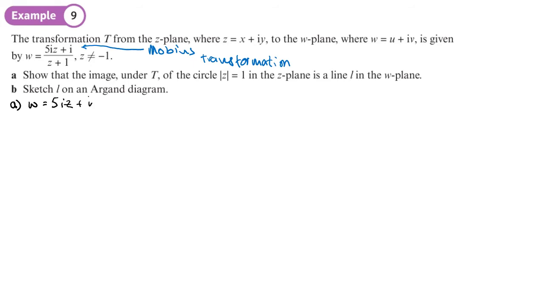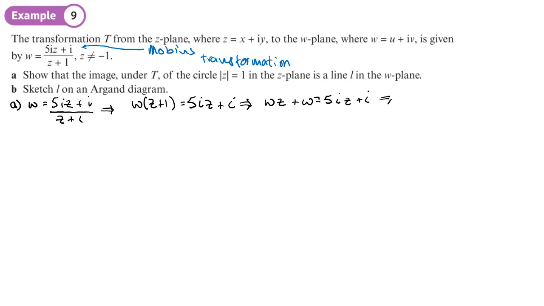Now the first thing that we need to do, we want to rearrange to make Z the subject, and in fact we want to rearrange it so that we get modulus of Z, and then we can replace the modulus of Z with 1. Okay, so step number 1, we'll multiply both sides by Z plus 1. So we'll have this. Step number 2, we will multiply out the brackets, so we'll have WZ plus W equals 5iZ plus i.